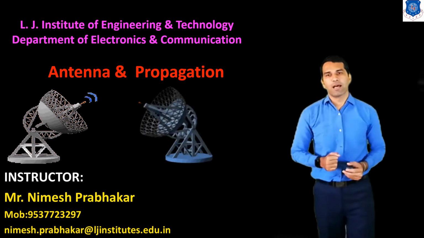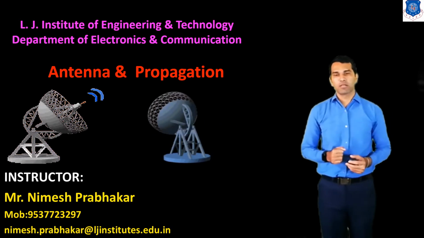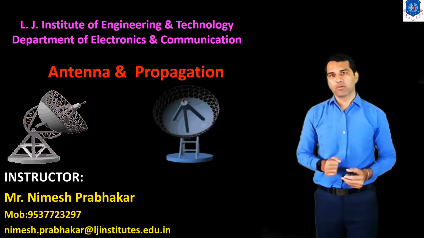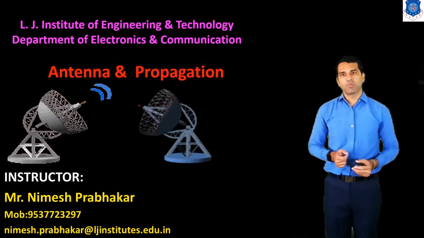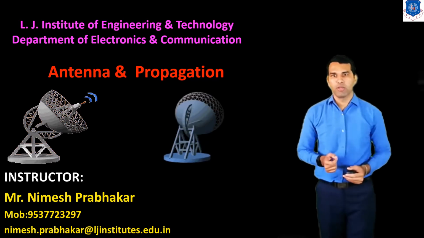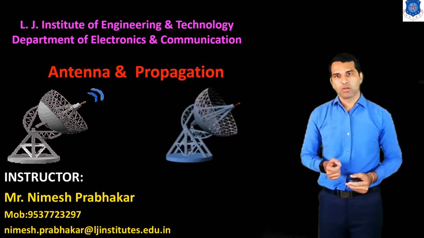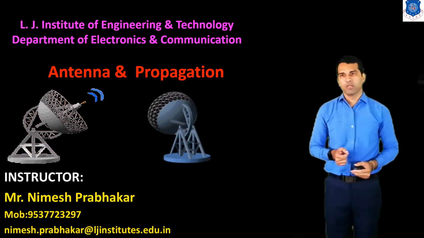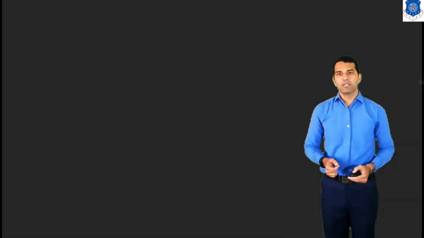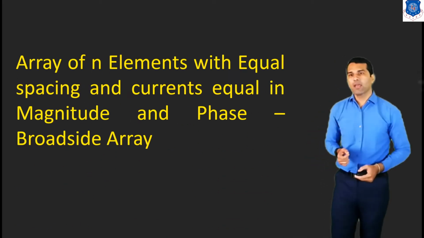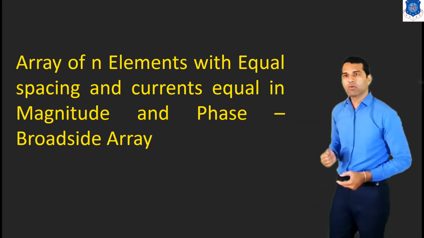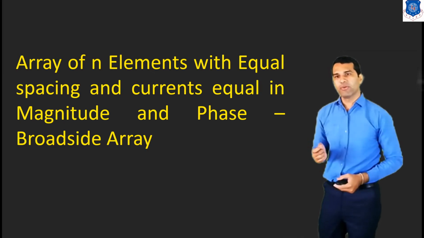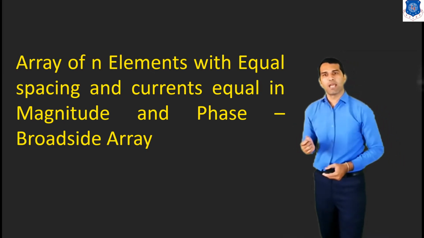In my previous lecture, I discussed the different conditions for the two-point source, like current with equal magnitude and opposite phase. Then we discussed the current with unequal magnitude and any phase, and an n-element linear array. Now, in this lecture, we discuss the array of n elements with equal spacing and current equal in magnitude and phase for the broadside array.